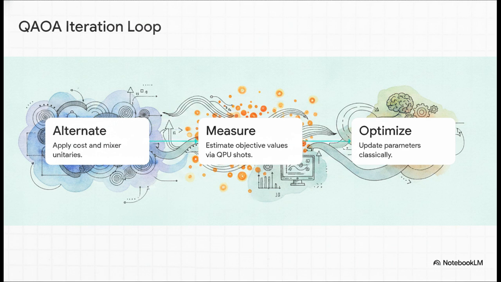So how exactly does QAOA find that deepest valley? Well, it runs this continuous hybrid loop. First up, the quantum circuit alternates between cost and mixer operations. Next, the quantum processing unit fires off repeated measurements. We call these shots, just to estimate the objective values. And then a classical optimizer steps in, it evaluates those results, tunes the angles, and updates the parameters for the next run. Honestly, it's just a relentless high-speed relay race between the QPU and the classical processor.